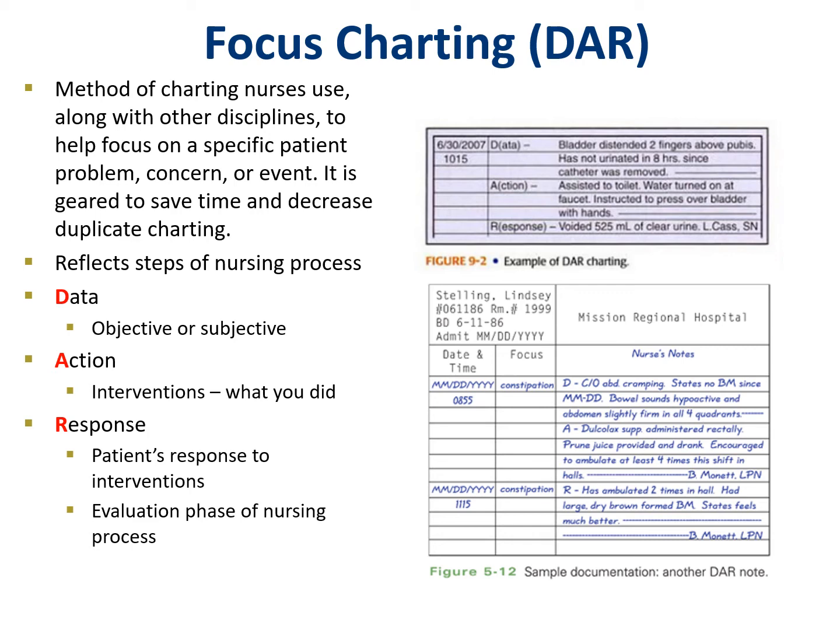A for action are interventions. We assisted to the toilet, water turned on at faucet, instructed to press over bladder with hands. R, response: voided 525 milliliters of clear urine. So that is an example of focus charting or DAR charting.